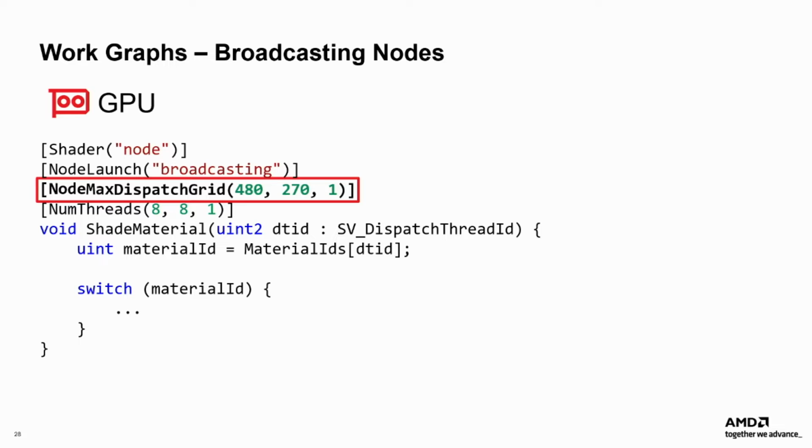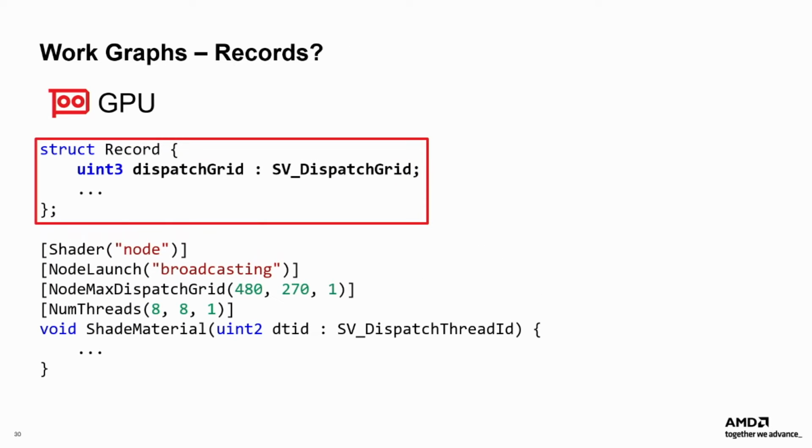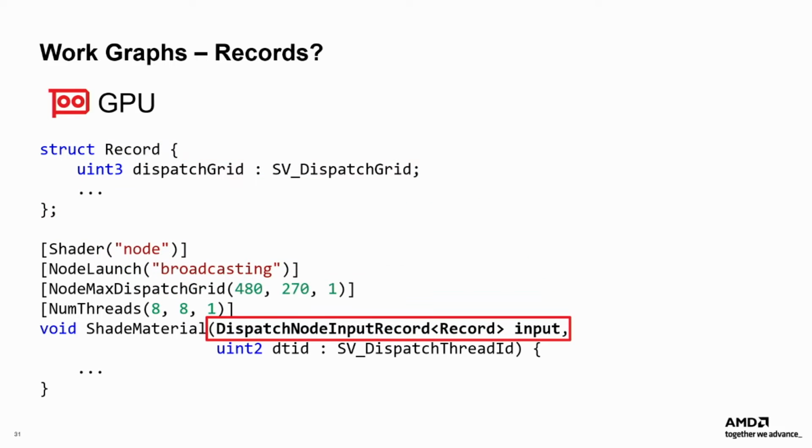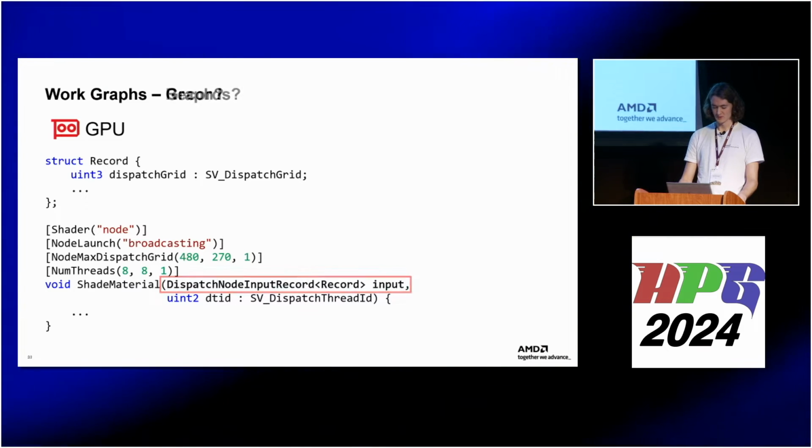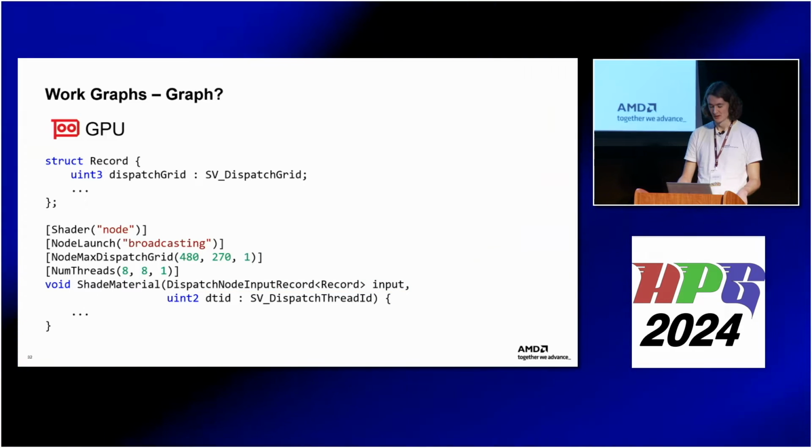Now, what is a record? Well, a record is just a struct holding data, and a record is the actual work item that's flowing through the graph. The terms record and work item are used interchangeably throughout work graphs. So in this case, we just have our three-dimensional dispatch grid telling us how many thread groups we want to launch. It's annotated by a special semantic. And if we want to use this with our node, we can just write it as an input to our function signature. And with this, we successfully created our first work graph node.